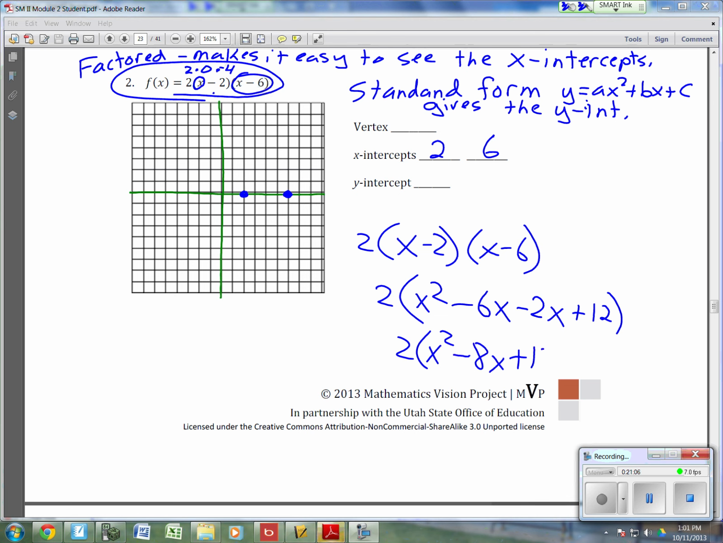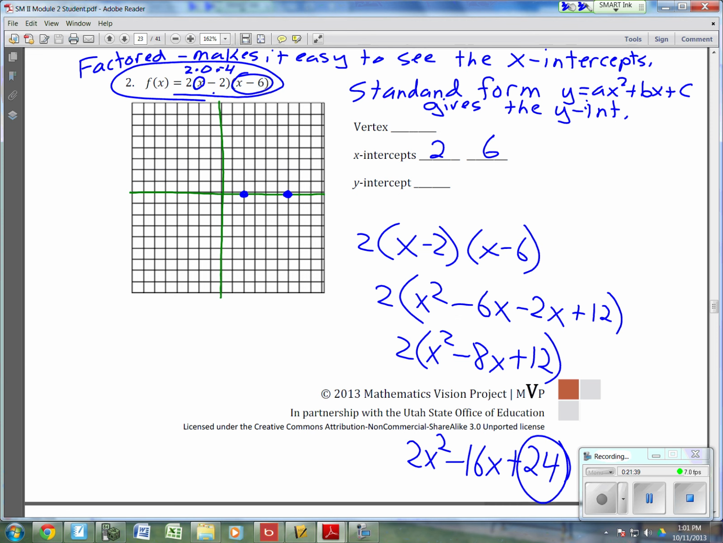Get negative 8x. And then I can distribute the 2. If I distribute the 2, I get 2x squared minus 16x plus 24. Now, what does that form give me? I just wrote it up here. What does that form give me? It gives the y-intercept. Which of those numbers is the y-intercept? C, which is 24.